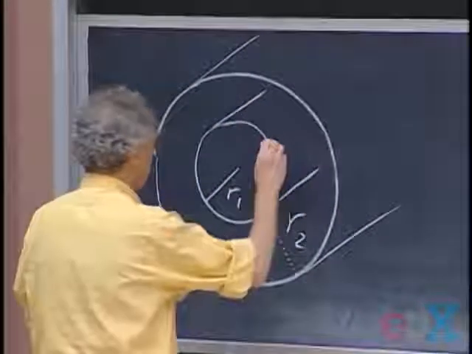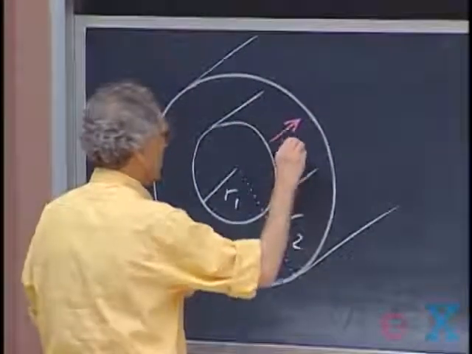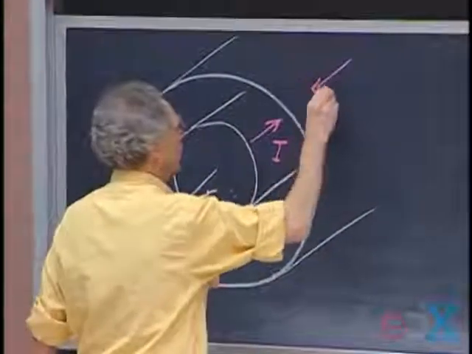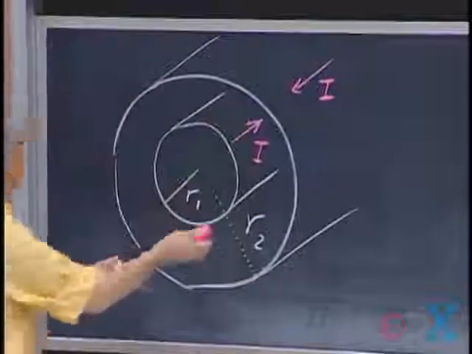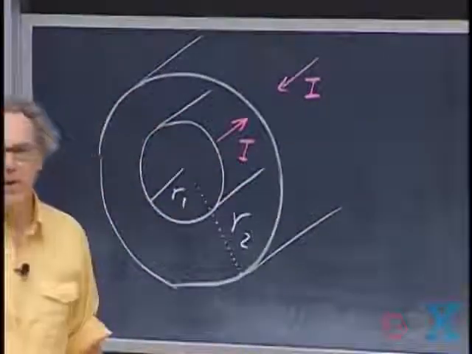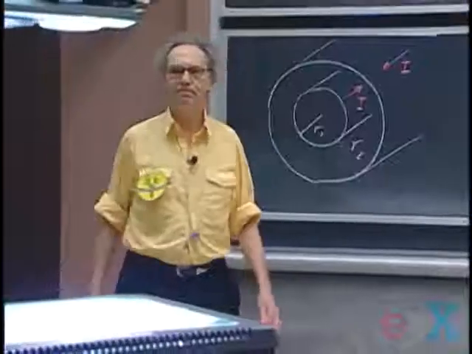And assume that there is a current I flowing in this direction on the surface of the inner cylinder, and a current I is returning on the surface of the outer cylinder, and the two currents are the same in magnitude. And I want to know what is the magnetic field everywhere in space.